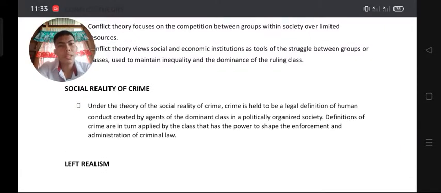The next is social reality of crime. Under the theory of social reality of crime, crime is held to be a legal definition of human conduct created by agents of the dominant class in the politically organized society. Definitions of crime are in turn applied by the class that has the power to shape the enforcement and administration of the criminal law.